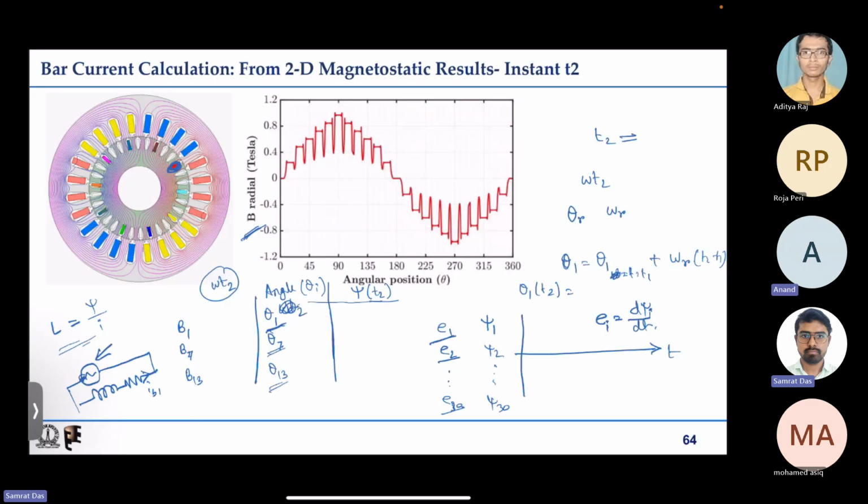It's basic only. Here, the B radial flux over the angular position we are plotting, right? Is it a resultant flux? Actually, if I look at the rotor and stator structures, it's a two pole machine. Yes, two pole machine.